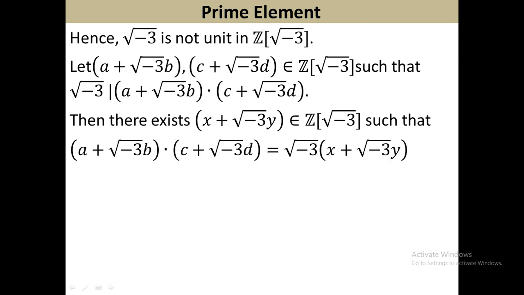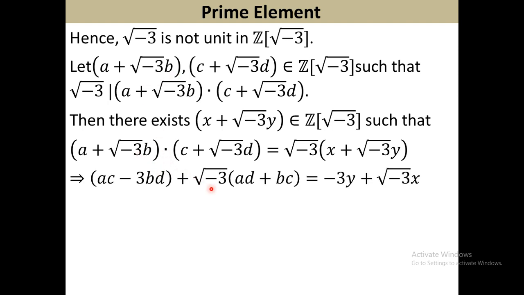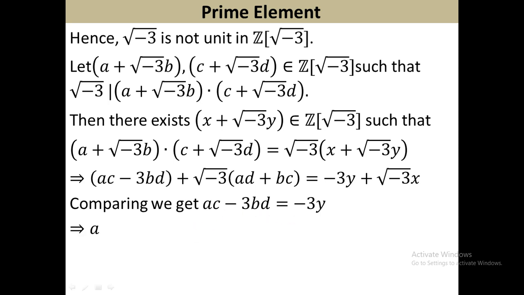Okay. Now if you simplify, then we get AC minus 3BD. Here the coefficient of square root of minus 3 is AD plus BC, and on the other side square root of minus 3 into x, and square root of minus 3 times square root of minus 3 is minus 3, so minus 3 into y, and square root of minus 3 into x. If you compare, then you get AC minus 3BD equal to minus 3y. So AC equals minus 3y plus 3BD. If you take 3 common, AC equals 3 into something.